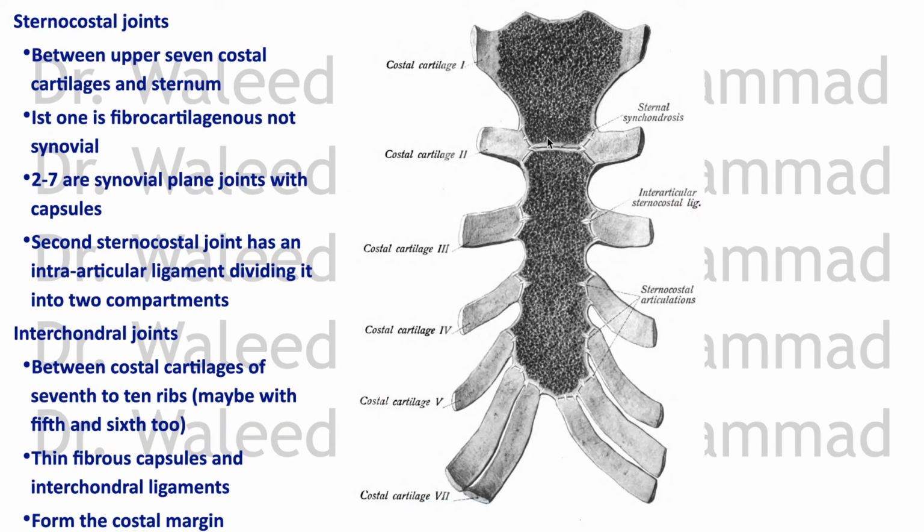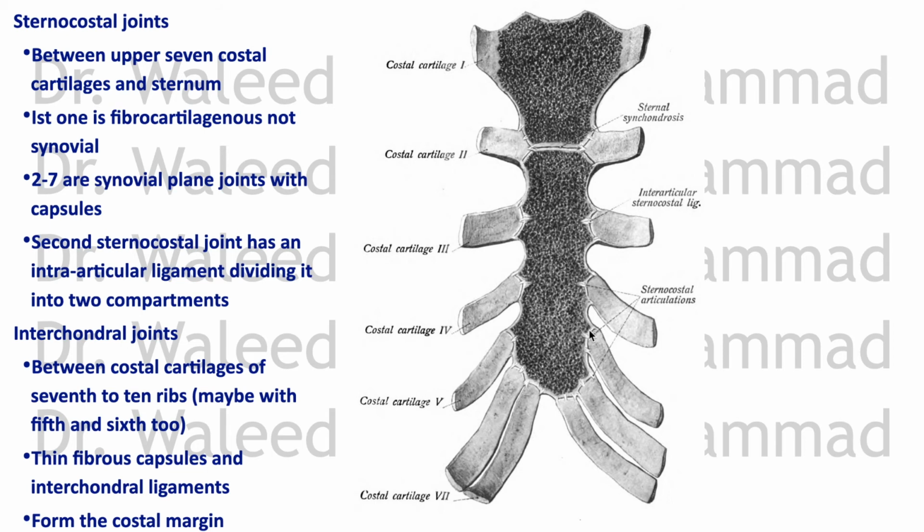These are the sternocostal junctions. See how the second rib articulates with the sternum on two sides, one with the manubrium and the other with the body. You can see here the two different compartments with a ligament in between at the manubriosternal junction. You see the complete facets here.